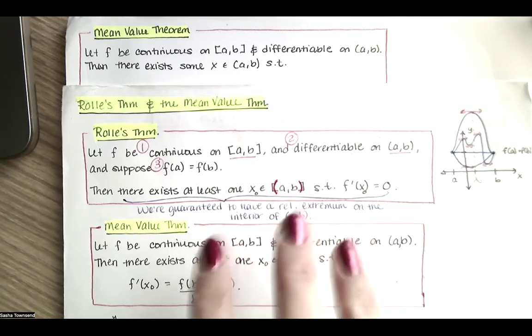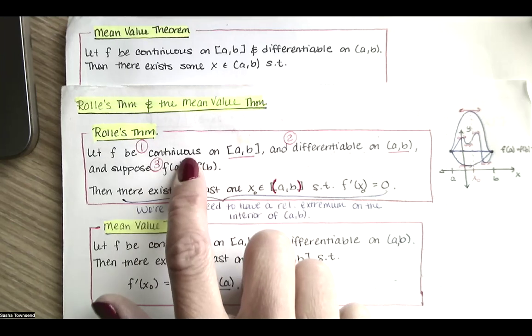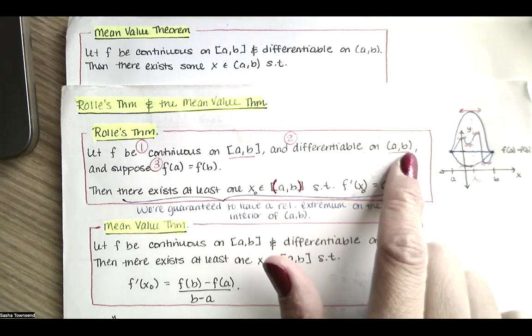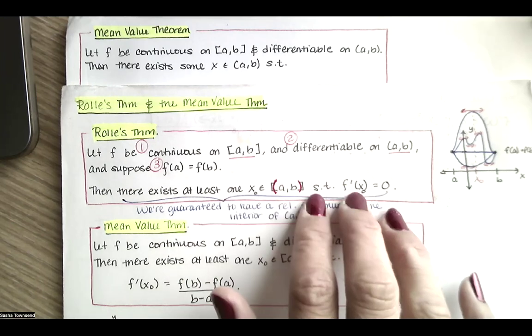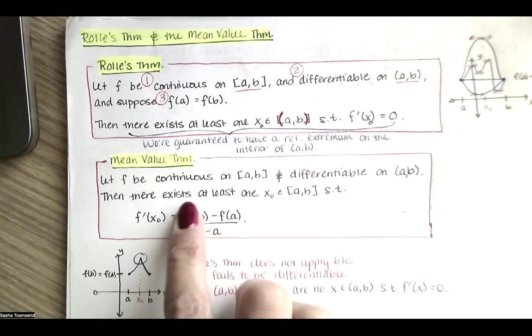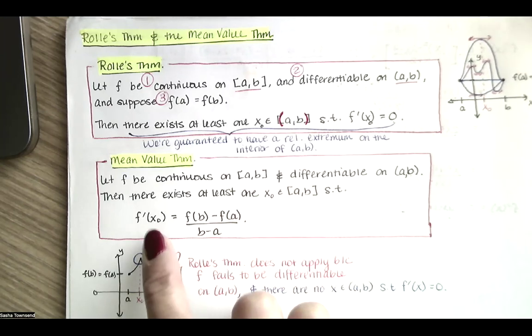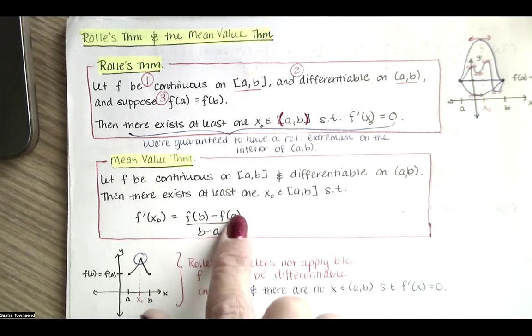The mean value theorem is very similar, except we don't have this requirement anymore. We say, well, if the function's continuous on the closed interval from a to b and differentiable on the open interval from a to b, what can we say about the derivative on that interval? Well, the mean value theorem says that there exists at least one x value on that interval where the derivative at that x value is equal to the slope of the secant line.